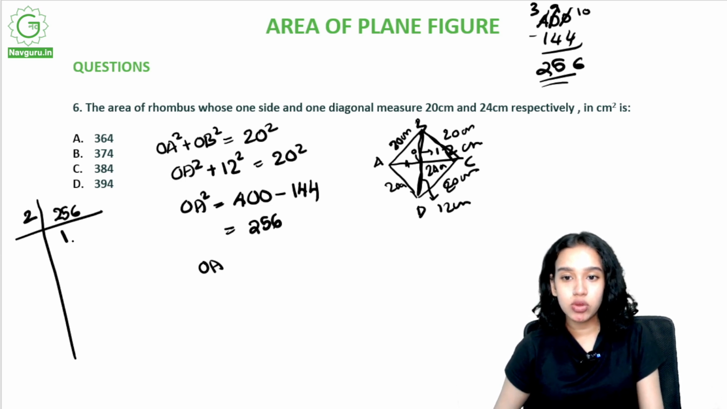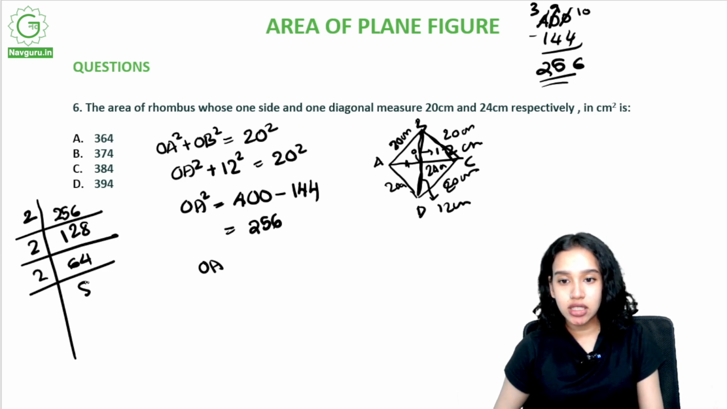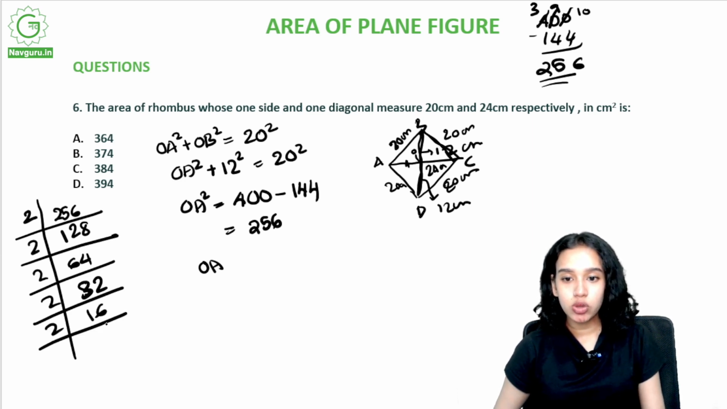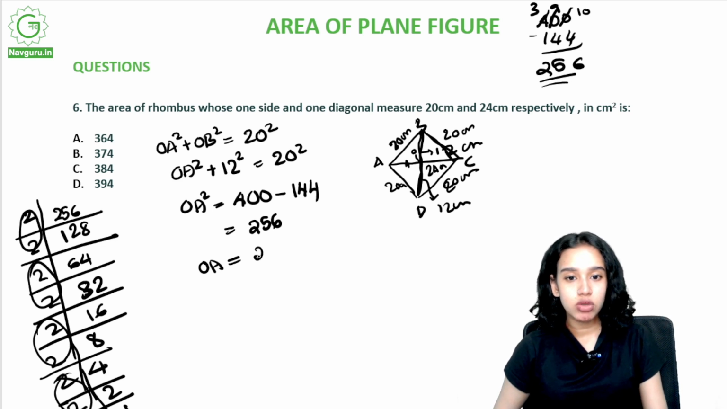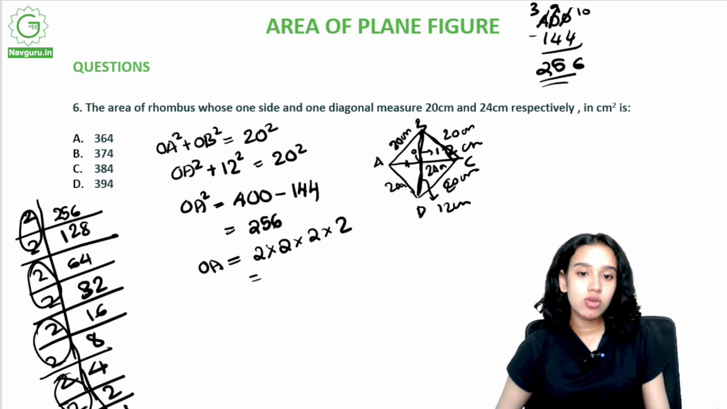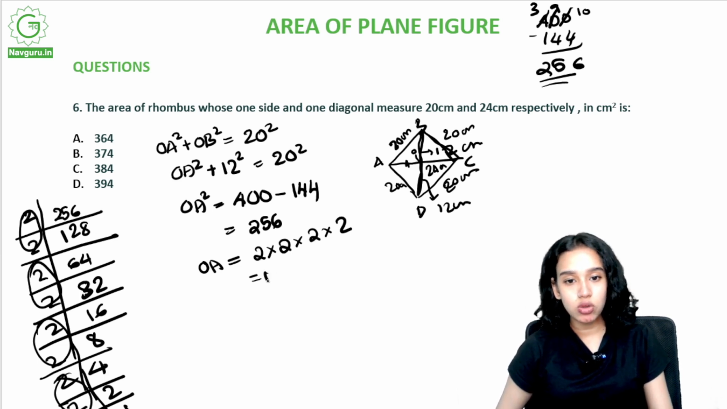This would be divisible by 2, 2 and 8. Again by 2 we get 64. Again by 2 we get 32. Again by 2 we get 16. By 2 we get 8. By 2 we get 4. Again by 2 we get 2. And again by 2 we get 1. So how many 2's do we have here? 1, 2, 3 and 4. So OA is equal to 4 2's multiplied. So that is 2 into 2, 4, 4 into 2, 8, 8 into 2, 16.